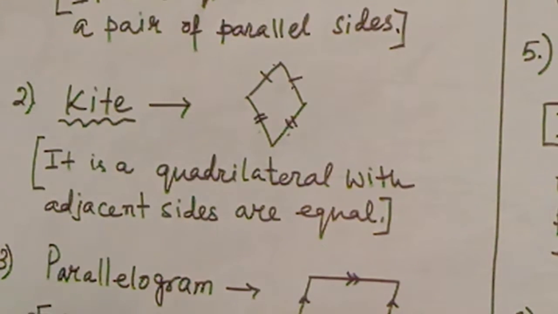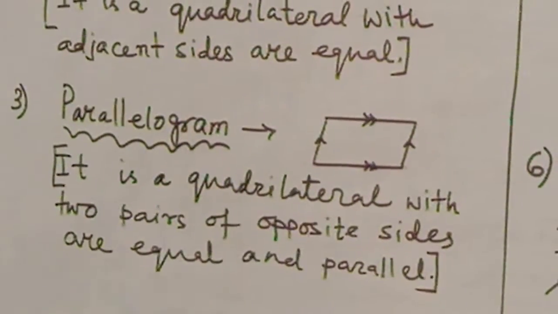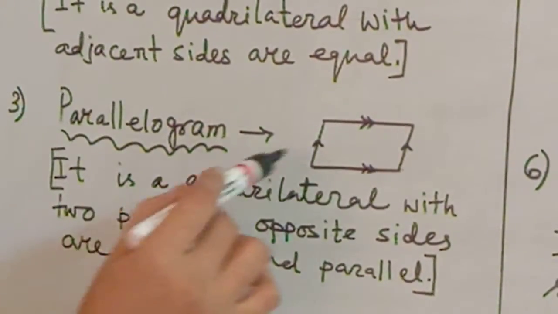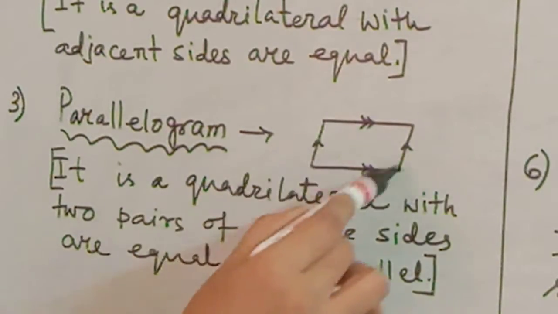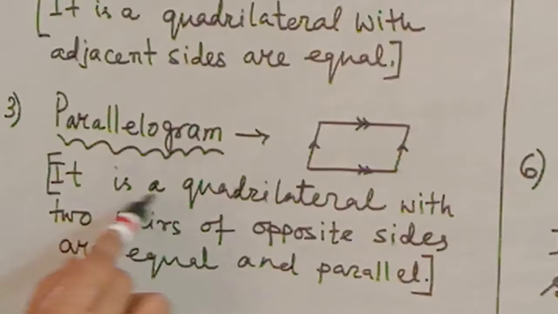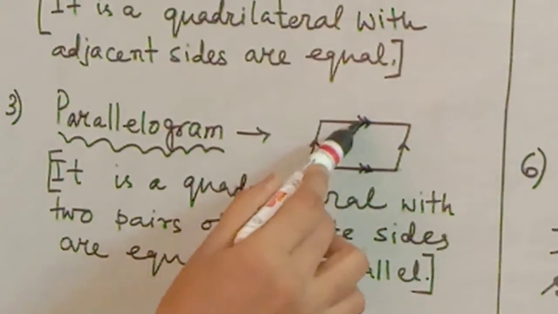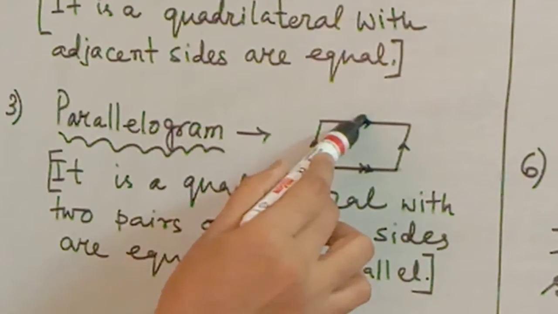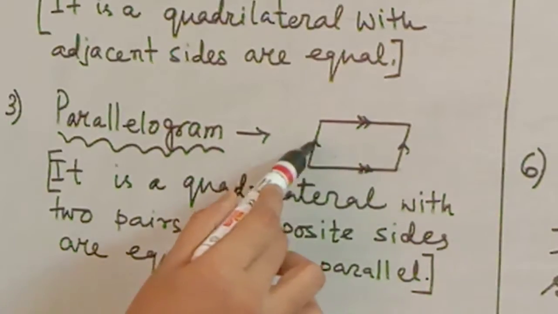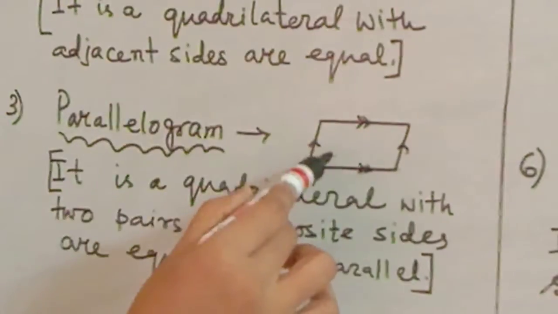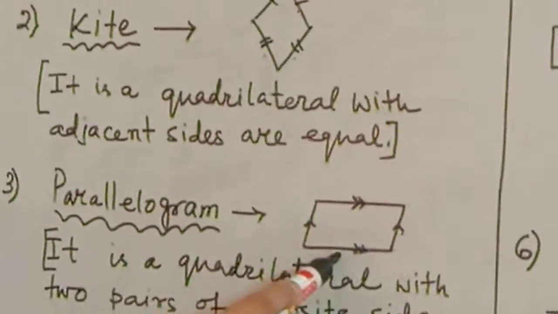Come to the next kind of quadrilateral, very important. It is a parallelogram. A parallelogram is also a quadrilateral. It is a quadrilateral with two pairs of opposite sides equal and parallel. See, opposite pairs are parallel. This side and this side are equal and parallel. This side and these sides are equal and parallel. You have to watch this diagram very carefully.